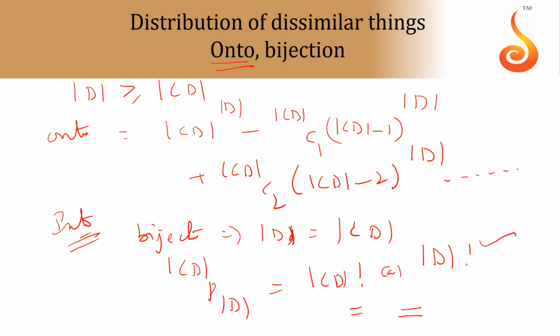Suppose I give you CD and D with an equal number of elements, and I ask for onto functions from a set of 5 elements to a set of 5 elements. You would do 5 power 5 minus 5C1 into 4 power 5 plus 5C2 into 3 power 5, and like that till it vanishes; it will be a lengthy expansion. But you know that when the number of elements in the domain and codomain are equal, onto functions are nothing but bijections. So you can do 5 factorial, which is 120 onto functions.